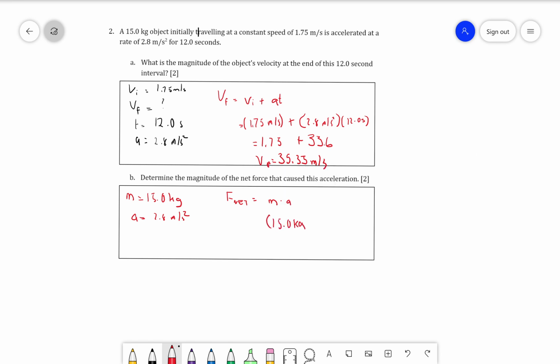15.0 kilograms times 2.8 meters per second squared. Let's find out what that is. 2.8 times 15. You get 42. The unit on that, remember, force is newtons. So F net equals 42 newtons.